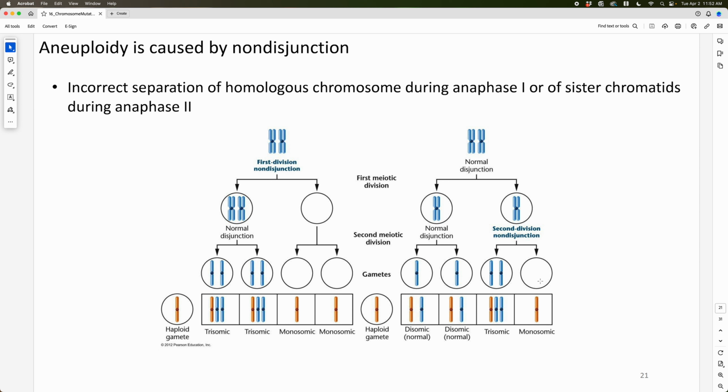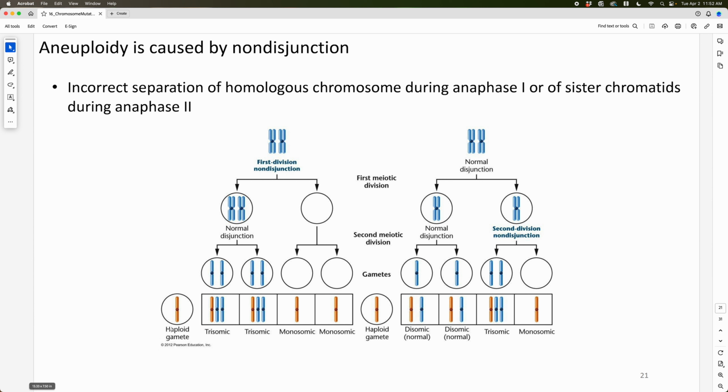that would be produced. So we have our first division non-disjunction, which is due to the incorrect separation of homologous chromosomes, happens in the first phase of meiosis. And then we have the second division non-disjunction event, which leads to the incorrect separation of sister chromatids during anaphase 2. And in both cases, we have some number of gametes that are produced that have twice as many copies of this homologous chromosome, and some gametes that have no copies of that homologous chromosome.